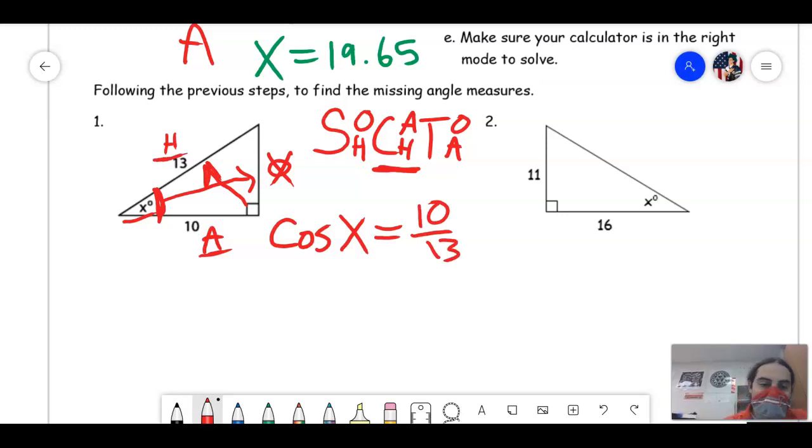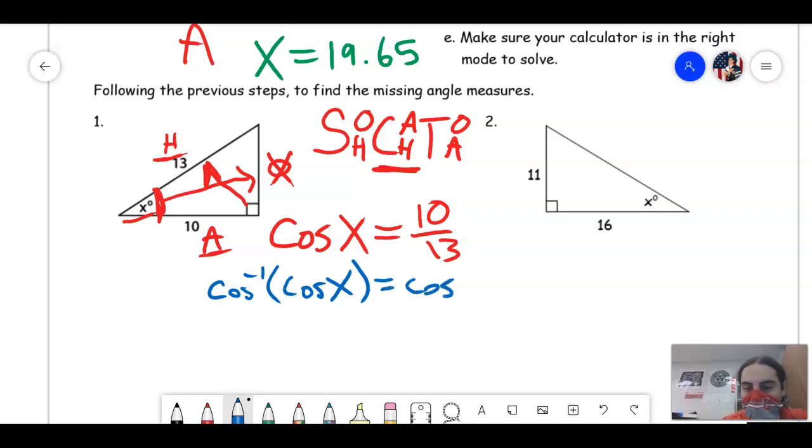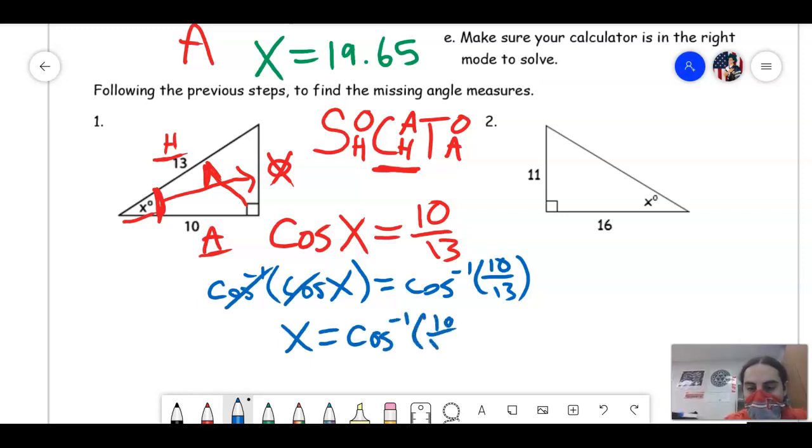Okay. Now, I'll do this the long way again. To get rid of the cosine, to get x by itself, I need to get rid of cosine with a cosine inverse in front of it. And if I do it on one side, I'm going to have to put a cosine inverse on the other side. Whenever I have a cosine inverse and a cosine, they cancel out. So now I just have x equals cosine inverse 10 over 13.